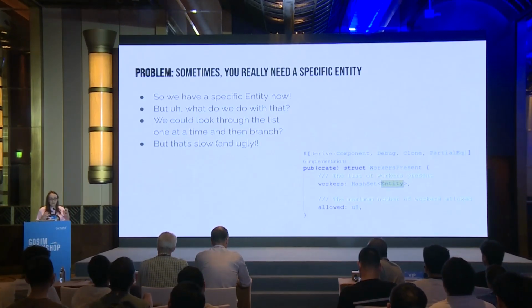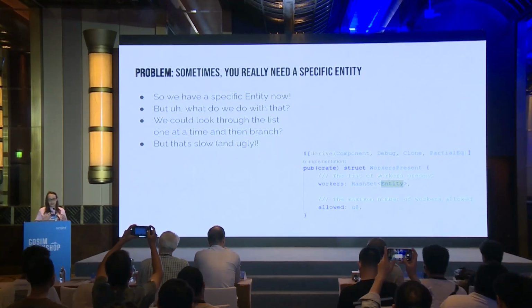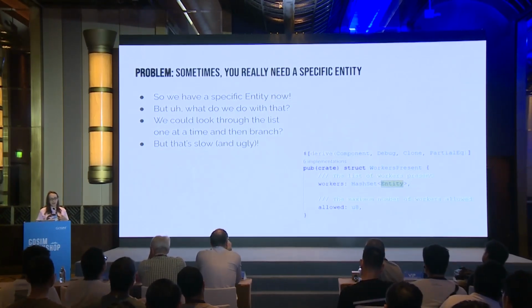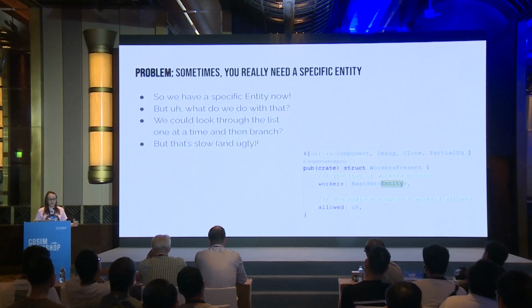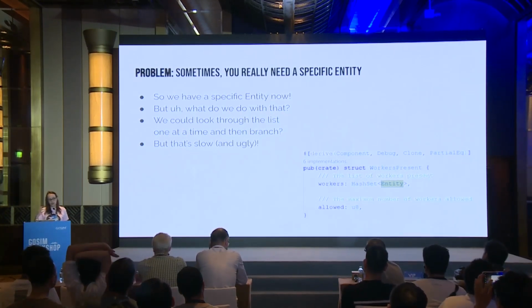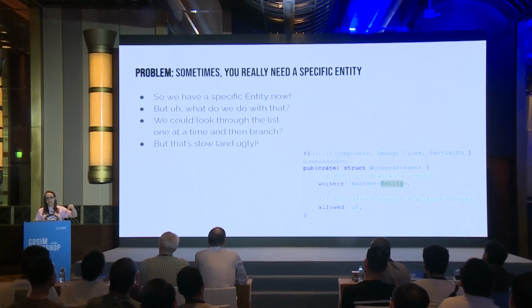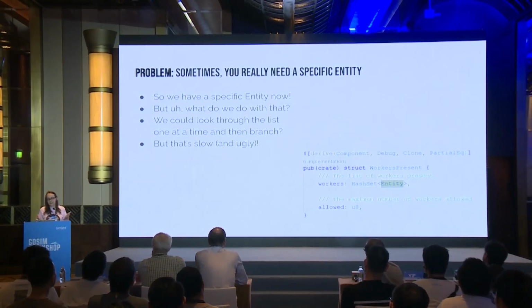But where this becomes a lot more powerful is when the question becomes, how do we actually use these specific entities that we've recorded? How do we actually do anything with that? We could write a for loop, and we could do an if entity equals this saved entity, then do this. But this is both slow and honestly kind of ugly. And at Bevy, we actually care about that.